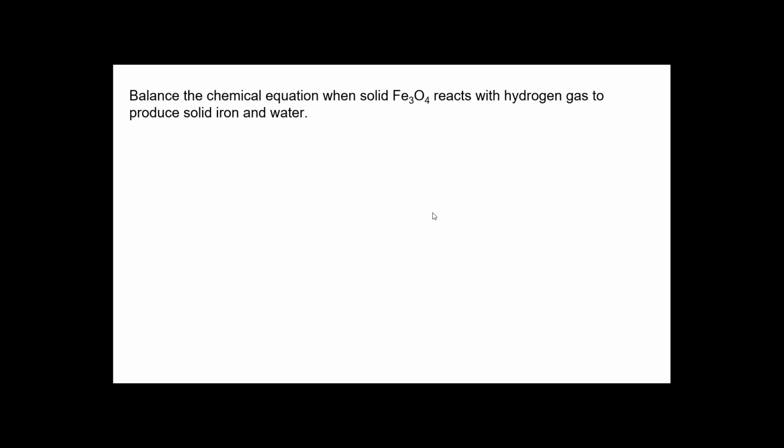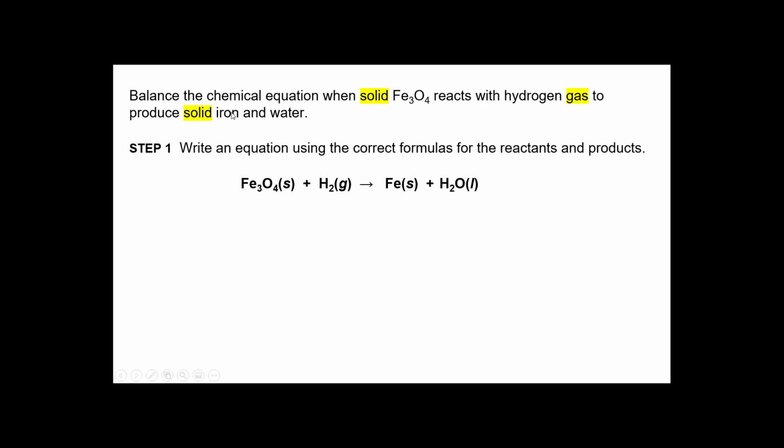All right, so let's look at another one. Balance the chemical equation when a solid iron oxide reacts with hydrogen gas to produce solid iron and water. Now, you're not at this level yet, but this is why you're learning how to know chemical compounds, because eventually you will be given a sentence and you will have to complete it into a balanced equation with the physical states. So in this case, I've highlighted, it actually tells you what the physical states are.